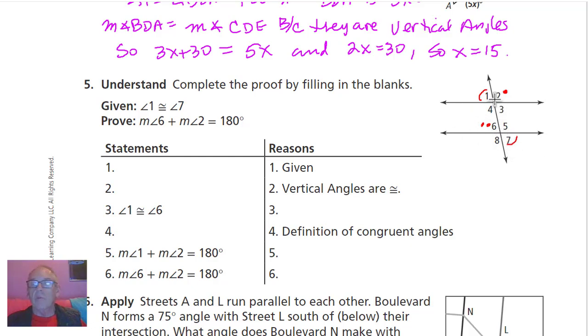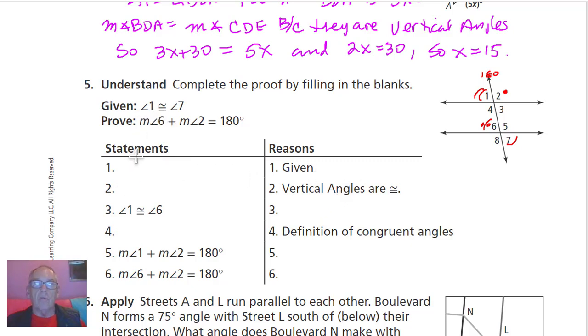So what's going on with this one is angle 1 and angle 2 are a linear pair. So these two together are going to make 180 degrees. Angle 7 and angle 6 are vertical angles. So angle 2 and angle 6 are really going to be the same angle as each other, and that's also the same thing as angle 1. And so that's going to leave us able to say that angle 6 and angle 2 must also be 180 degrees. Let's see how we can do this.